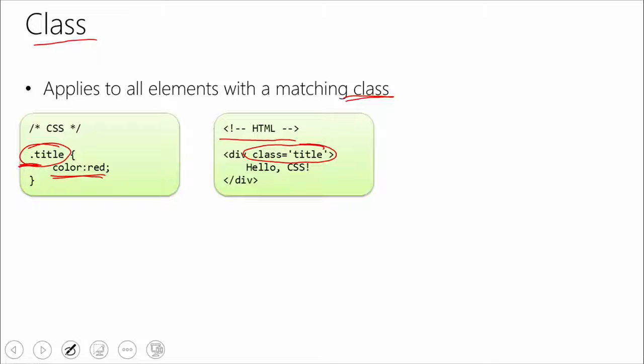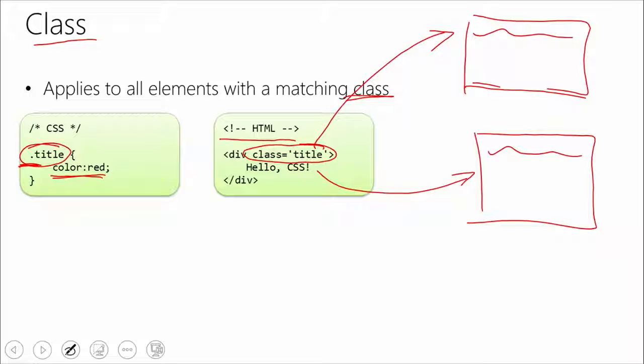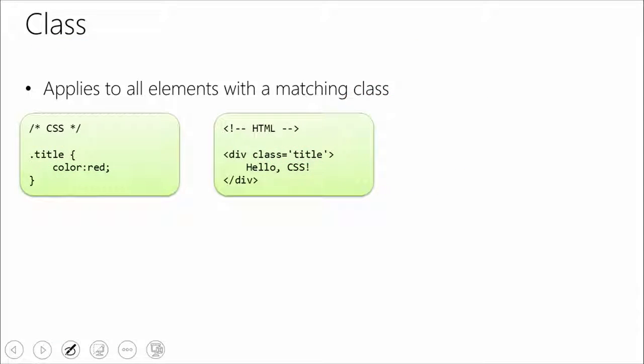Now the great advantage to a class here is that classes are reusable. So it's possible that maybe this title is going to be for different sidebars. So I've got a sidebar here, I've got a sidebar over here, I want a title up top, I want a title up top. So I can go in and reuse that in multiple places. And I can flag, hey, this is going to be a title. Let me go erase all of my ink. There we go, perfect. So we've got our CSS, we've got our HTML, and thus the result is going to be hello CSS.